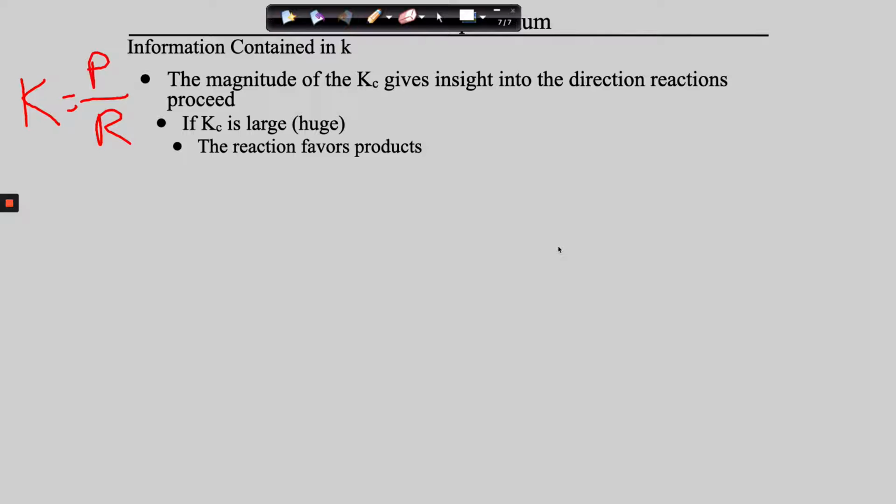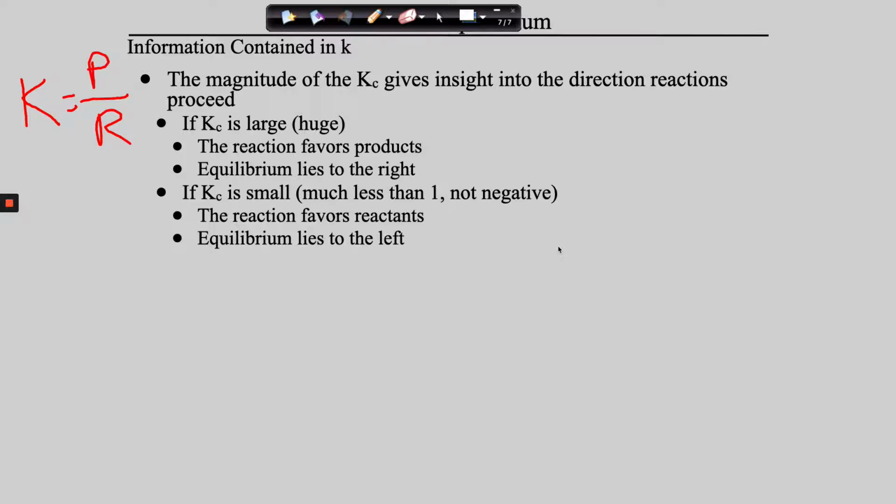So if you've got a Kc value, a K value that's big, you're going to have a lot of products. This means that the equilibrium lies to the right. And we can talk about it either way: equilibrium to the right, or favoring products. Either is fine. And obviously the converse is true as well. If you have an equilibrium where Kc is small, and don't confuse small with negative, we'll talk about that in a minute. But if Kc is small, much less than 1, then that reaction favors reactants, and the equilibrium lies to the left.